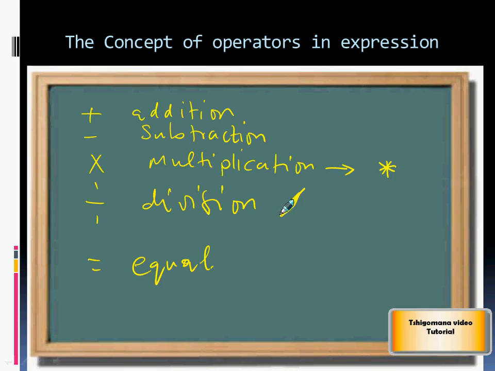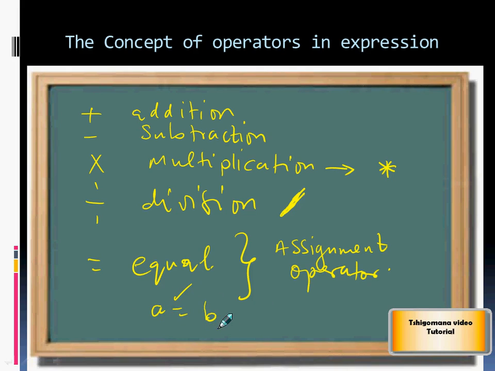When it comes to the equal sign, an equal sign can also be referred to as an assignment operator. For example, if you write something like A is equal to B, here the equal sign is used as an assignment operator. In other words, the content of B is assigned to A.